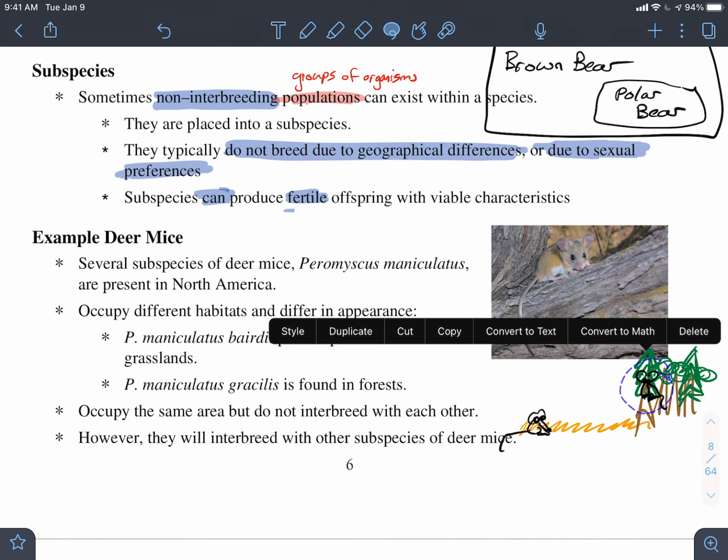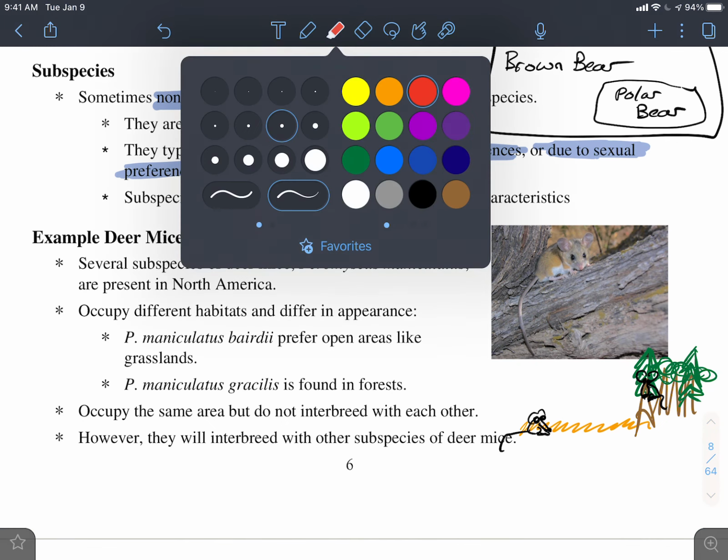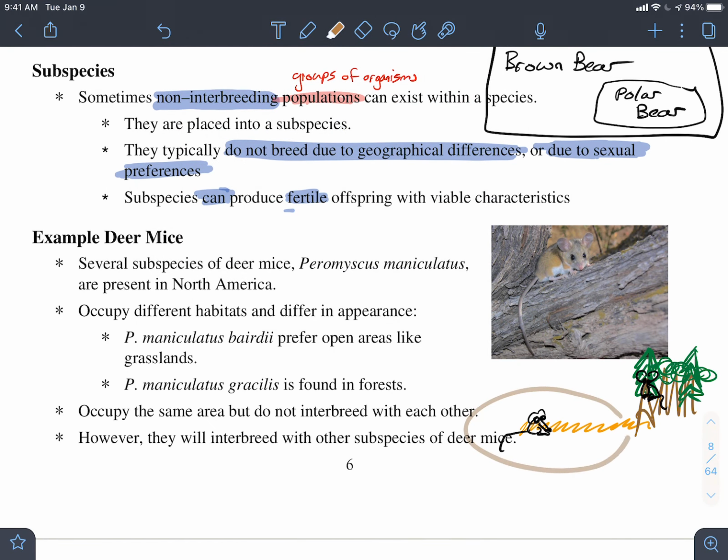So these open grassland mice are now having children who understand the open grasslands. They don't understand the forest, so they stay out of the forest. The forest mice understand the comfort of the forest and the cover of the forest, but they don't understand being out in the open. So those two groupings, kind of thinking about their roaming ranges, right? These roaming ranges never really cross.